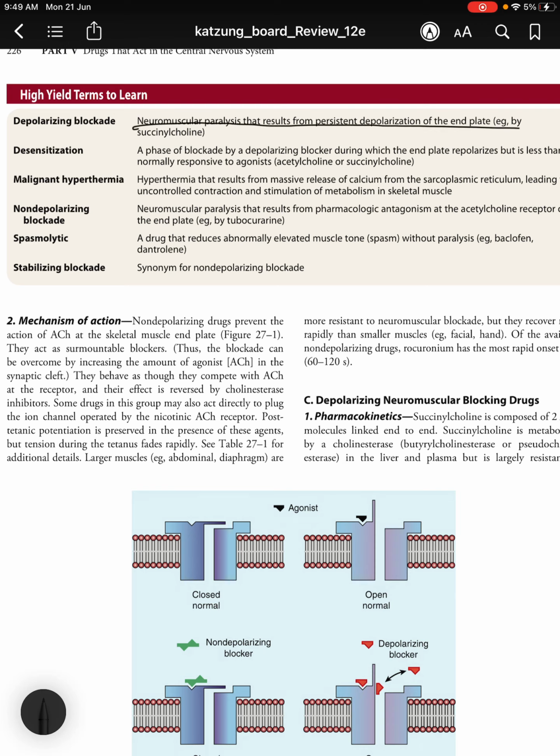Depolarizing blockade: neuromuscular paralysis that results from persistent depolarization of the end plate, such as succinylcholine. While writing succinylcholine, you write it like this, S, S, S, okay, you can remember it like that. So, persistent depolarization.